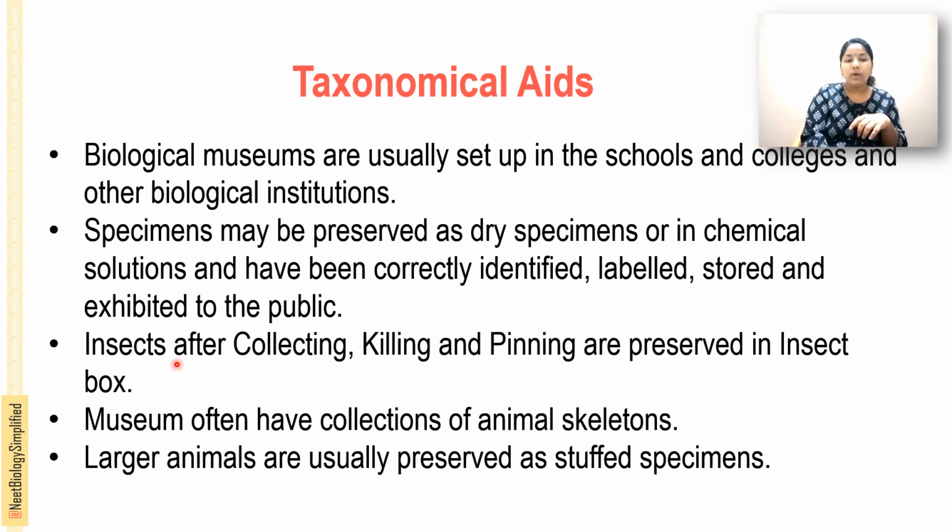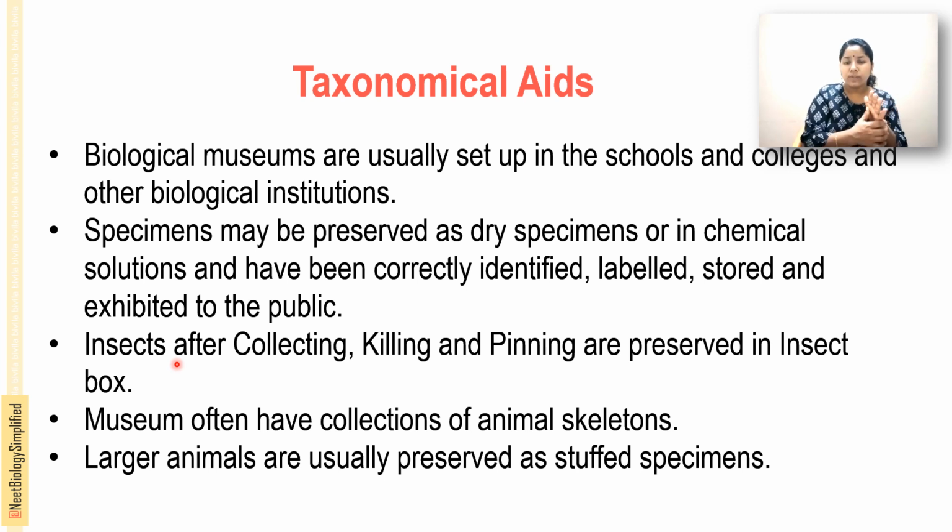And the museum often has collections of animal skeletons. Animal skeletons can be seen. And large animals are very difficult to preserve. But some museums have these large animals. They usually preserve them stuffed before keeping them as a specimen. That is, large animals are usually preserved as a stuffed specimen.